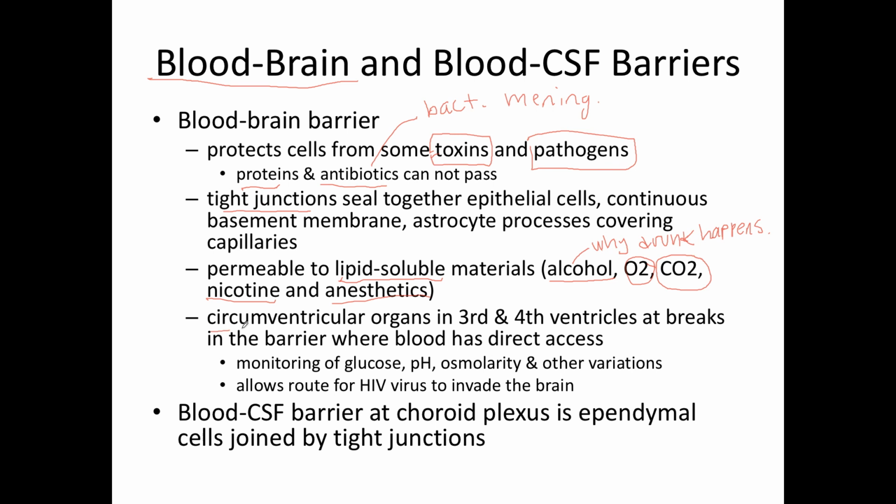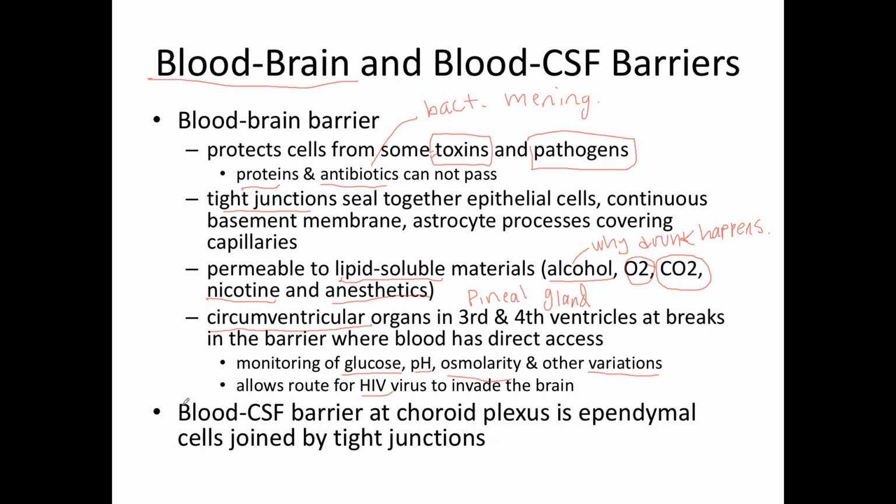There are a couple places in the brain where there is a breach in the blood-brain barrier. And these are organs in the third and fourth ventricles at breaks in the barrier where blood has direct access. So one example of this is the capillary beds of the pineal gland so that melatonin can be released directly into the bloodstream. And another example of this has to do with the pituitary gland. Again, direct access for hormones to the bloodstream. So we'll cover those things more when we get to the endocrine system. So this allows the brain to pay attention to blood glucose, to pH, to osmolarity, and to other variations in the brain so that homeostatic feedback loops can be enacted and maintain homeostasis. It also allows a route for the HIV virus to invade the brain if an individual is infected with the HIV virus.